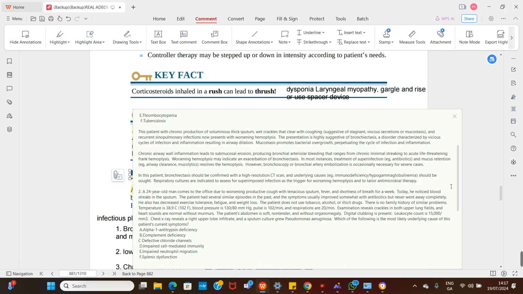Temperature is elevated, blood pressure is elevated, pulse is elevated. There are crackles in the upper lung fields. The heart sounds are normal without murmurs. The abdomen is soft, non-tender with no organomegaly. Digital clubbing is present. Leukocyte count is elevated. Chest X-ray shows a right upper lobe infiltrate and a sputum culture grew Pseudomonas. Which of the following is the most likely cause of this patient's symptoms?